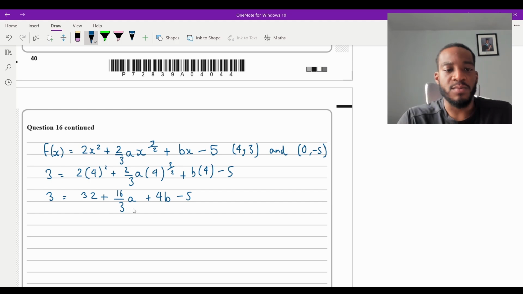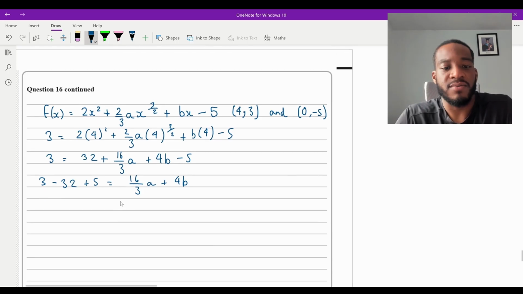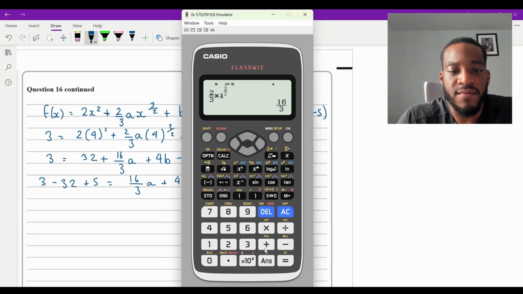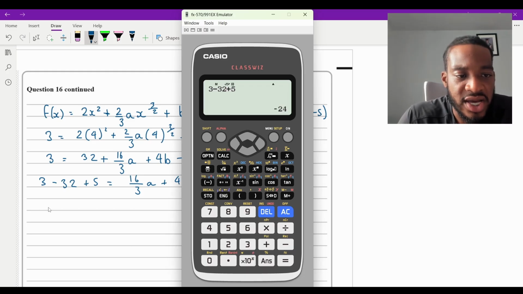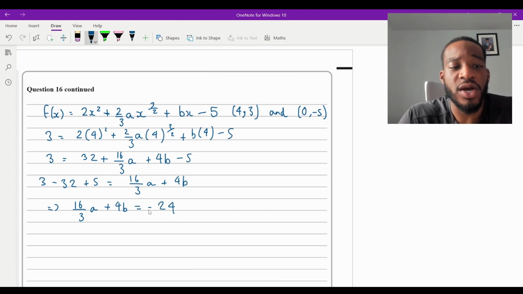Now, tidying this up, I'm going to move the constants from right to left to bring it with the 3. So it's going to be 3 take away 32 plus 5 is equal to 16 over 3a plus 4b. Let me put that into my calculator to see what that is. 3 minus 32 plus 5 is equal to -24. So this becomes 16 over 3a plus 4b is equal to -24. So that's another equation in terms of a and b.